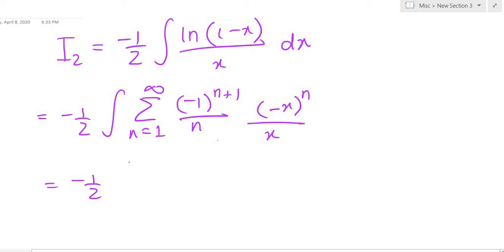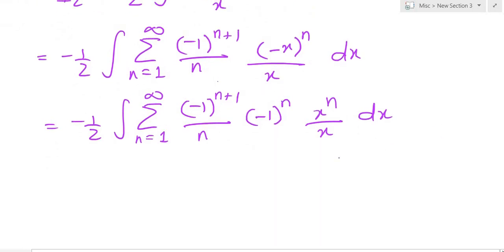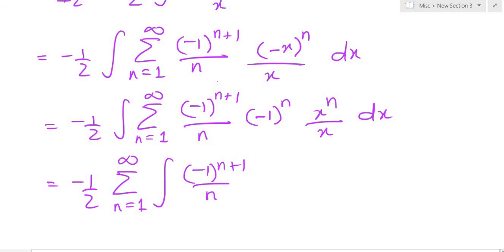Without worrying much, we can remove the negative 1 to the nth power from this negative x, that is, to have x raised to n over x. I'm sorry, I forgot the dx here and the dx here. So now on simplification, we can totally interchange the infinite sum and the integral, assuming that our Fubini-Tonelli convergence theorems hold true. So we have negative 1 to the n plus 1 power over n, and we also have this n that's being added. So essentially we have a 2n by properties of exponents, and then x raised to n minus 1 dx.